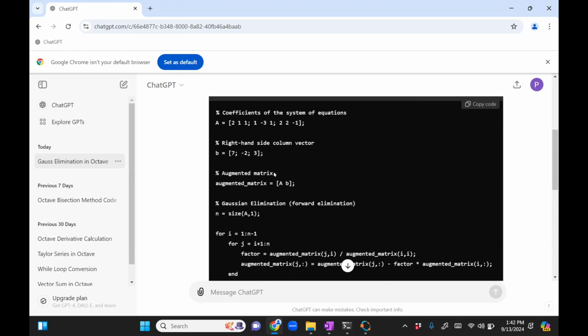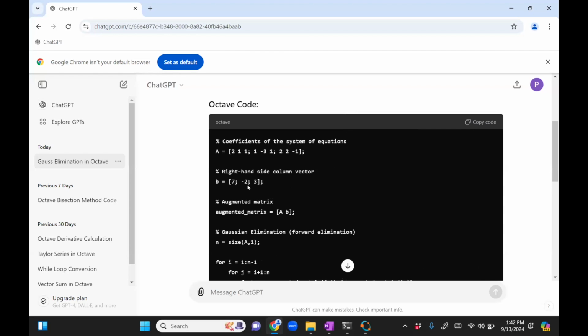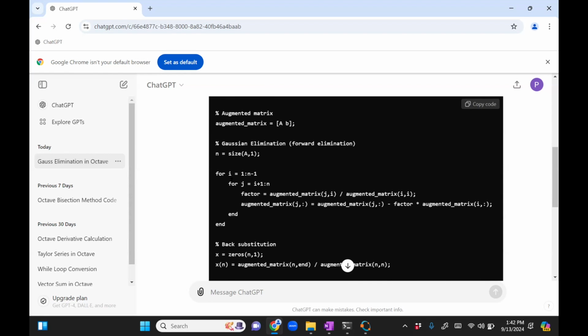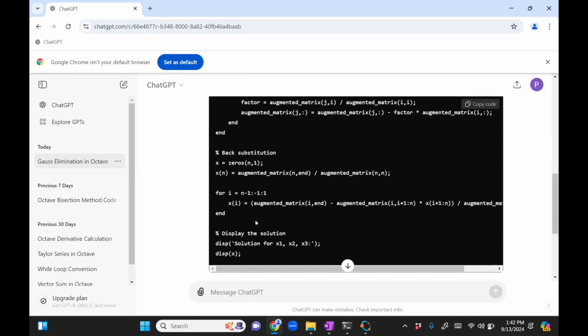So here it is. It has A, B. It augments A, B, the same one what I did. Then it does, I think this one is the forward elimination step as it says here. And then it says the back substitution.